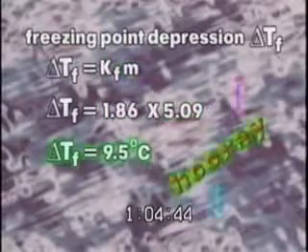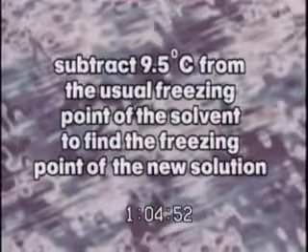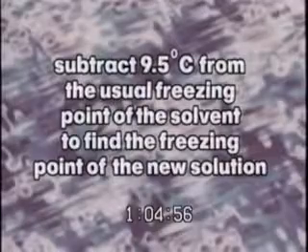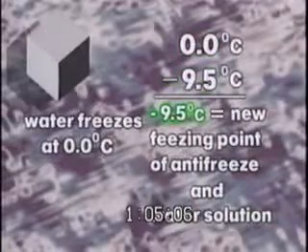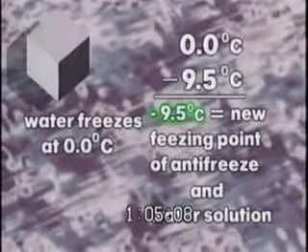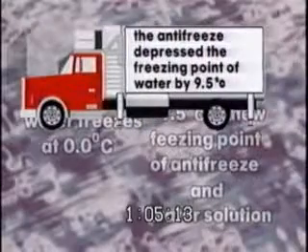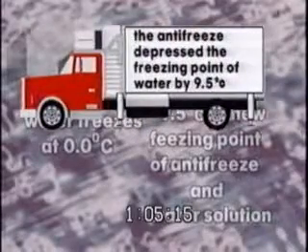That gives us 9.5 degrees. Since we calculated a temperature depression, we must subtract the value, 9.5, from the usual freezing point of the solvent, water, in order to find the freezing point of the new solution. Water freezes at 0.0 degrees Celsius, so we subtract 9.5 degrees, and the new freezing point of our antifreeze and water solution is negative 9.5 degrees Celsius. The antifreeze, ethylene glycol, depressed the freezing point of water by 9.5 degrees Celsius.